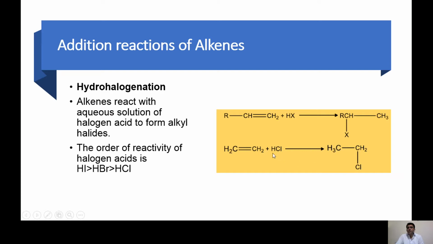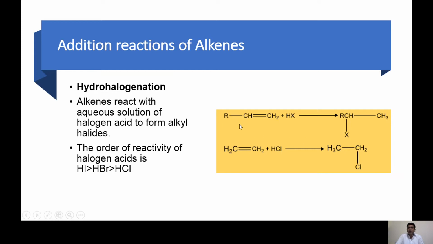This halogen acid may be different. The order of reactivity of this halogen acid is HI is the most reactive, then HBr, then HCl, and the least reactive is HF. This is called hydrohalogenation, meaning addition of hydrogen as well as the halogen.